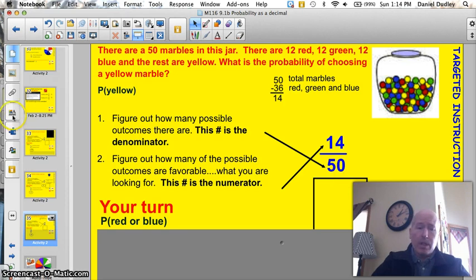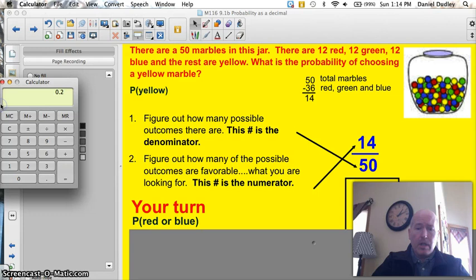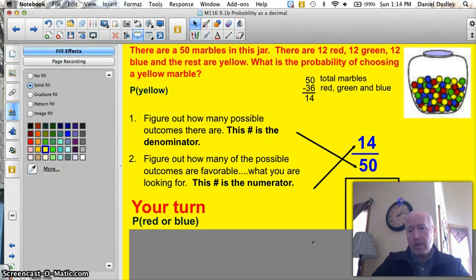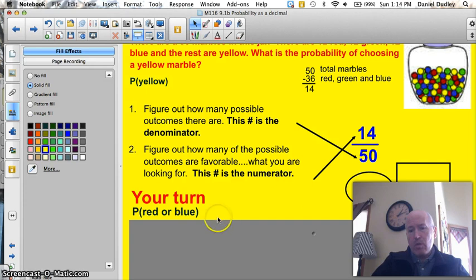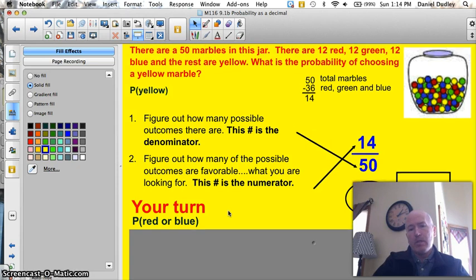Just grab your calculator and divide that. 14 divided by 50. Not clicking real well tonight. I get 0.28, and there's my answer right there as a decimal, 0.28. Okay, your turn. Same question, same marble jar. What is the probability of getting a red or a blue marble when you choose? Go ahead. Scroll this up so you can see.